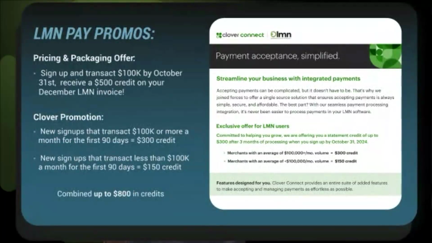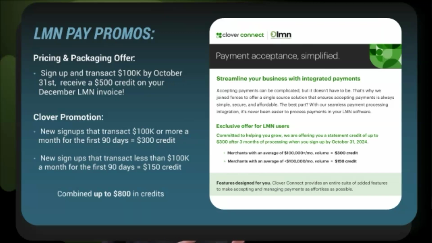Now, while I'm on the subject of Element Pay, one of the things that you should be aware about is a current promotion that Element and Clover Connect are currently offering. When it comes to Element, if you sign up with Element Pay and you transact $100,000 by the end of October, so it's going to give you roughly 2 months, you will have the ability to receive a $500 credit on your December Element invoice.